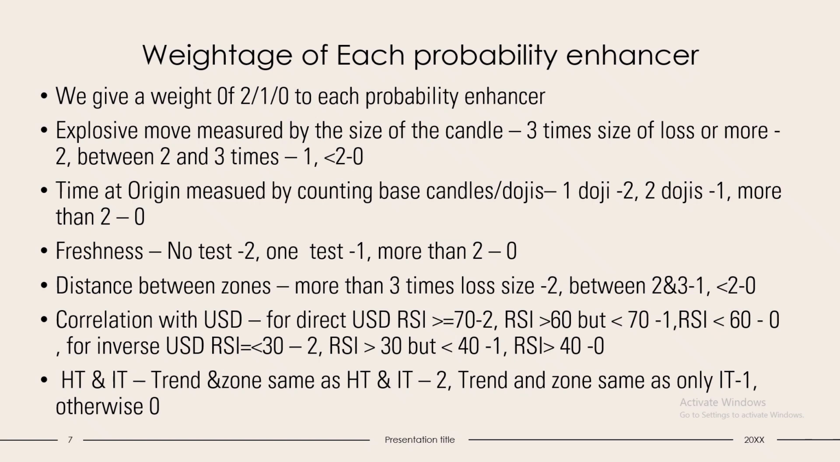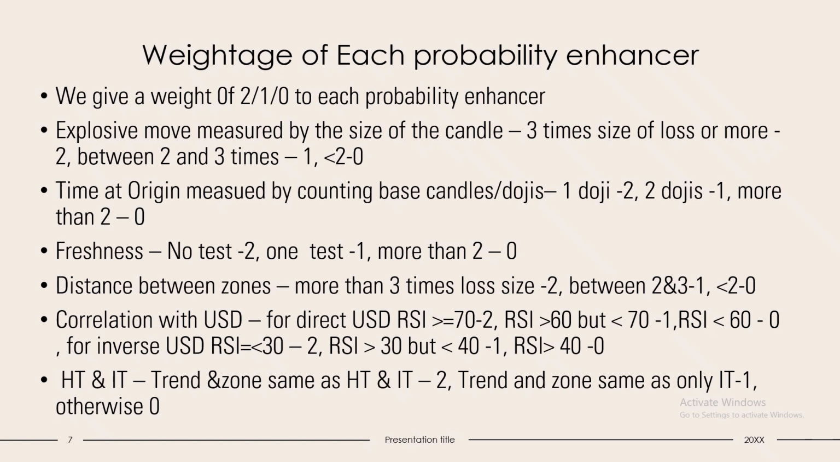For example, for the explosive move measured by the size of the candle, if it's thrice or more than 3 times the size of the loss, we give them a score of 2. If it's between 2 and 3 times, we give a score of 1, otherwise it's 0.